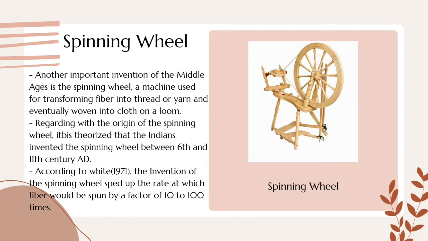The spinning wheel. Another important invention of the Middle Ages is the spinning wheel, a machine used for transforming fiber into thread or yarn, which is eventually woven into cloth on a loom. The spinning wheel revolutionized the production of yarn, which increased productivity and led to the establishment of a thriving medieval textile industry. Regarding the origin of the spinning wheel, it is theorized that the Indians invented it between the 6th and 11th century AD.